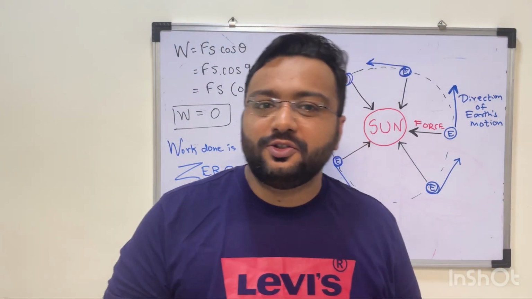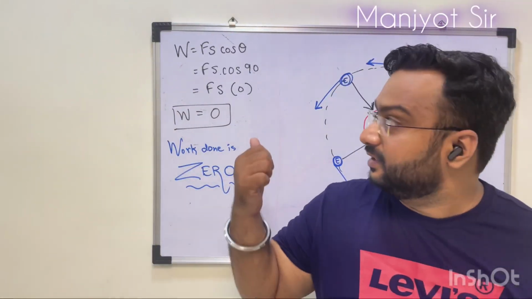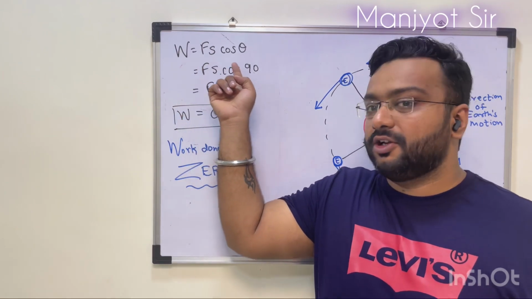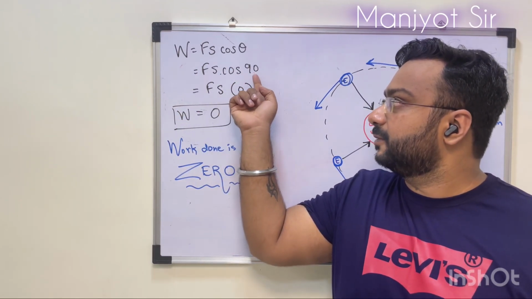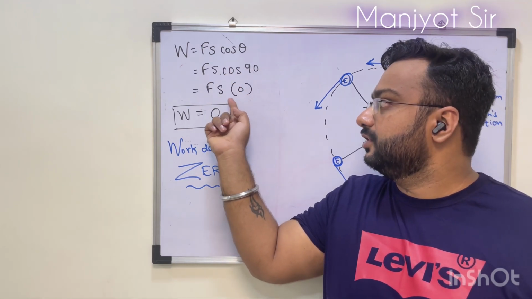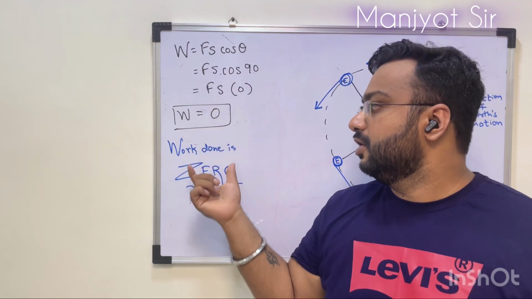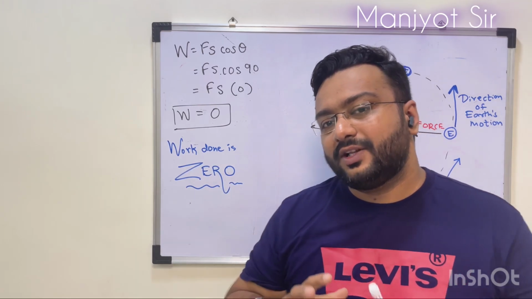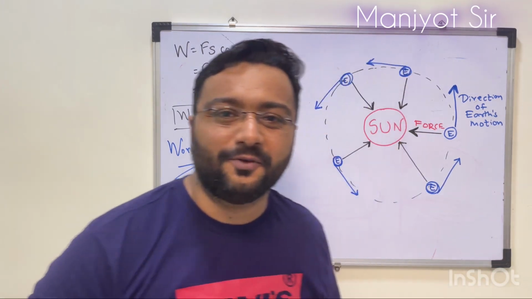As you all saw just now, we studied this thing. Work is equal to Fs cos theta, in which we substituted theta as 90 degrees, and we all know that cos 90 is 0, so Fs into 0 will be 0. So here work done is 0. Now let's understand this concept with the help of an example.